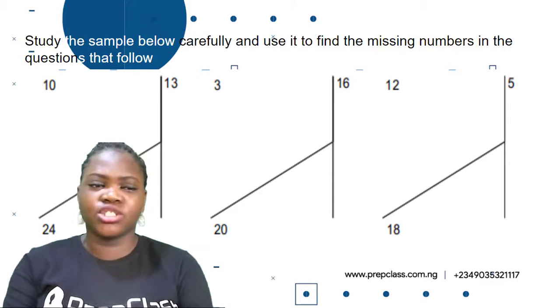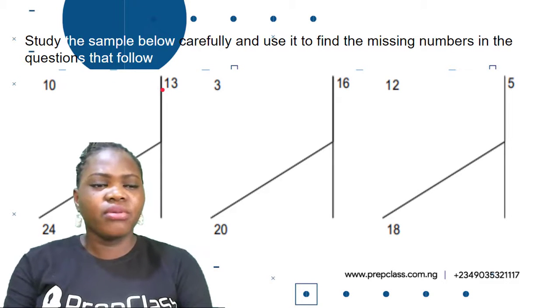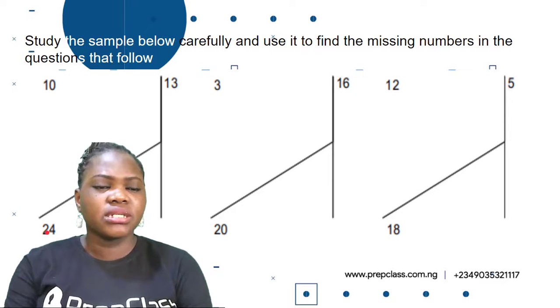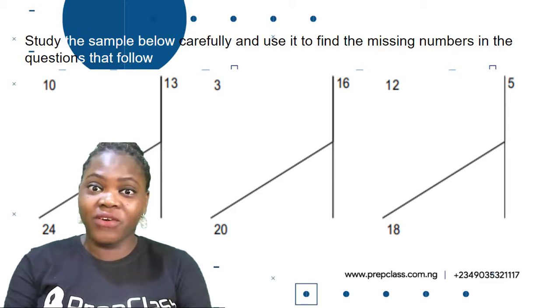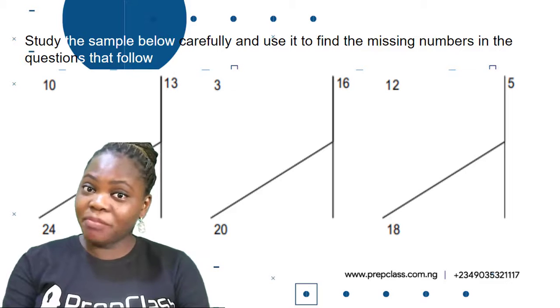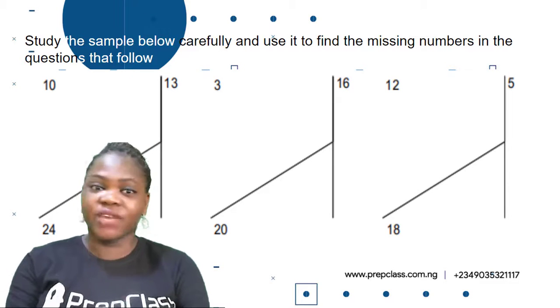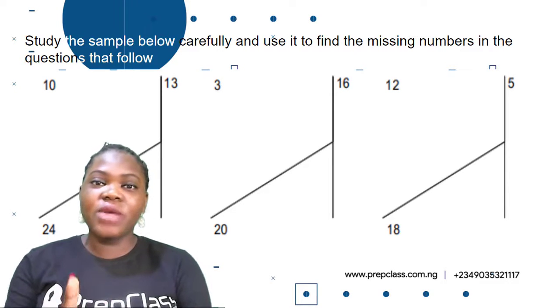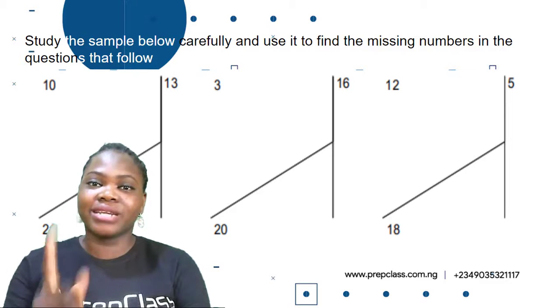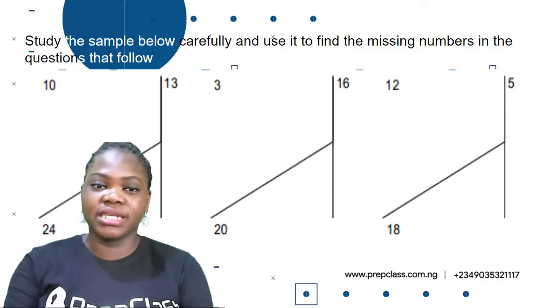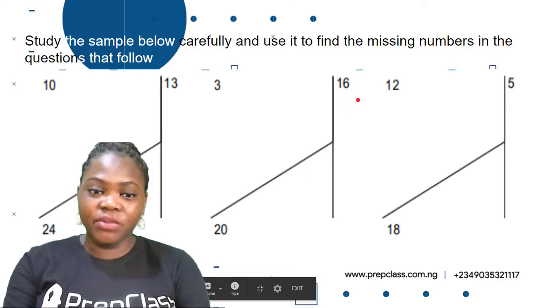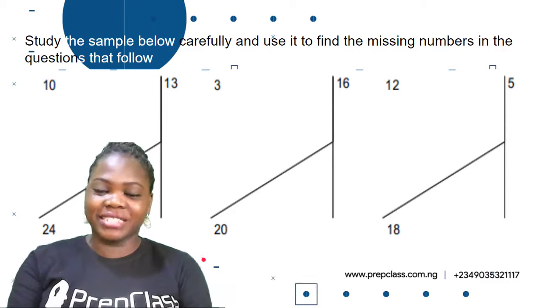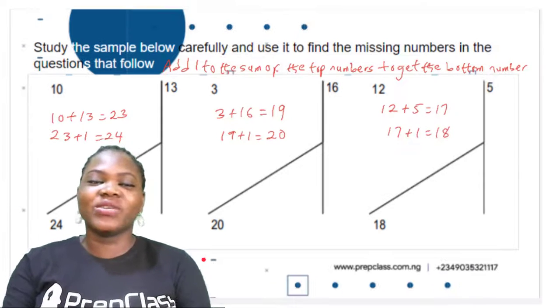Let's go back to our addition. 10 plus 13 would give us 23. But here it's 24. Oh, wait. If you add 1 to 23, we should have 24, right? Could that be the math behind it? Let's find out. The way we can find out is to look at the other samples and see if it will work with them. 3 plus 16 is 19. 19 plus 1 is 20. Wow, so this is how we're going to do it. Alright, so let's do it now.